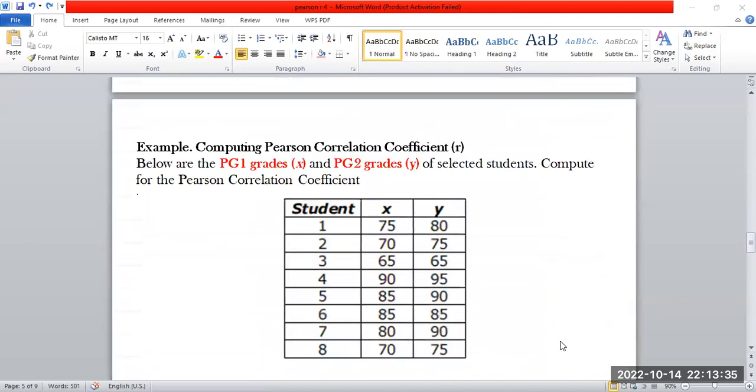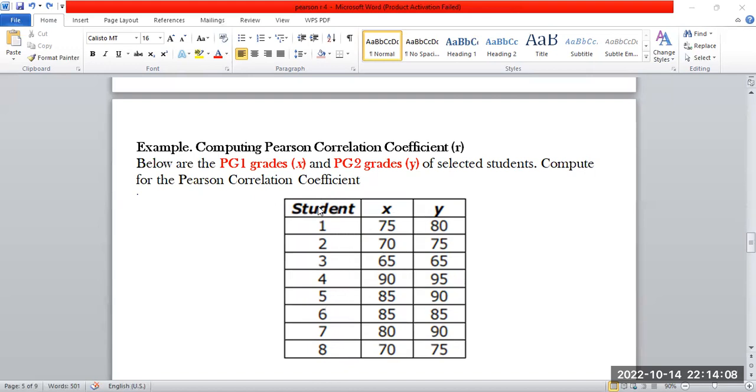Now let's compute the Pearson correlation coefficient R. Below are the PG1 grades, or it is represented by X, and the PG2 grades of selected students. So yung X dito are the PG1 grades, or the first periodical grade, and the Y values are the second periodical grades. And there are 8 students. Student 1, 2, 3, 4, 5, 6, 7, 8. So these are the given.